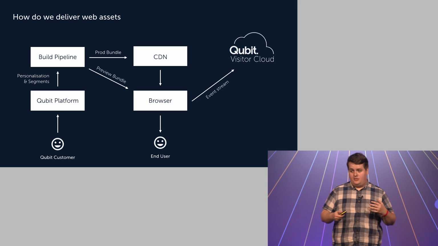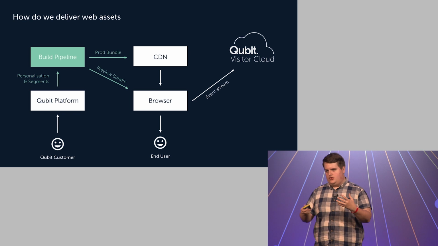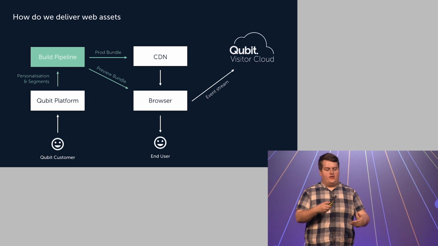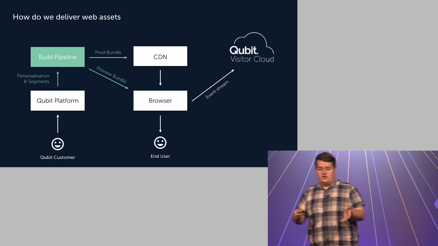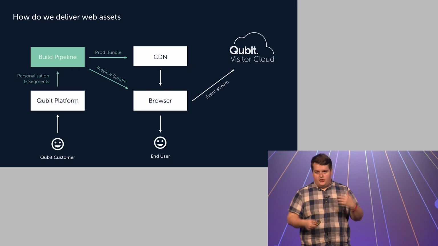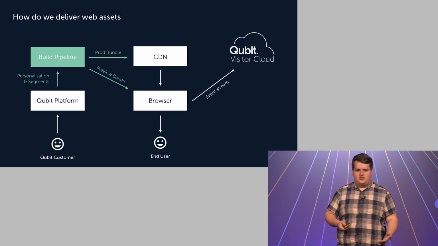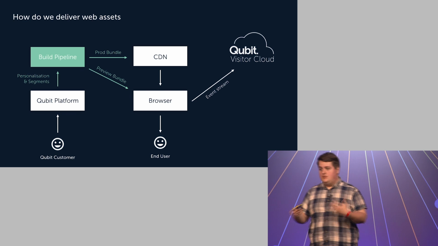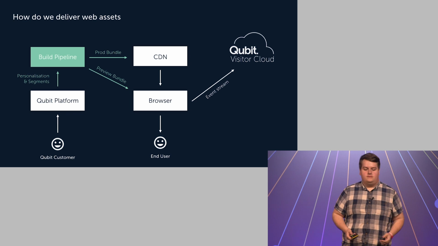So the key bit I'm going to be talking about today is this build pipeline. Every time someone changes a personalization, redefines a segment, we need to completely rebuild their file, which is hosted on our CDN. So when they want a preview, or they want a production bundle, we're doing a Webpack build. And we're doing this thousands and thousands of times a day. And we're going to keep doing it as our company grows. So how do we build this pipeline?